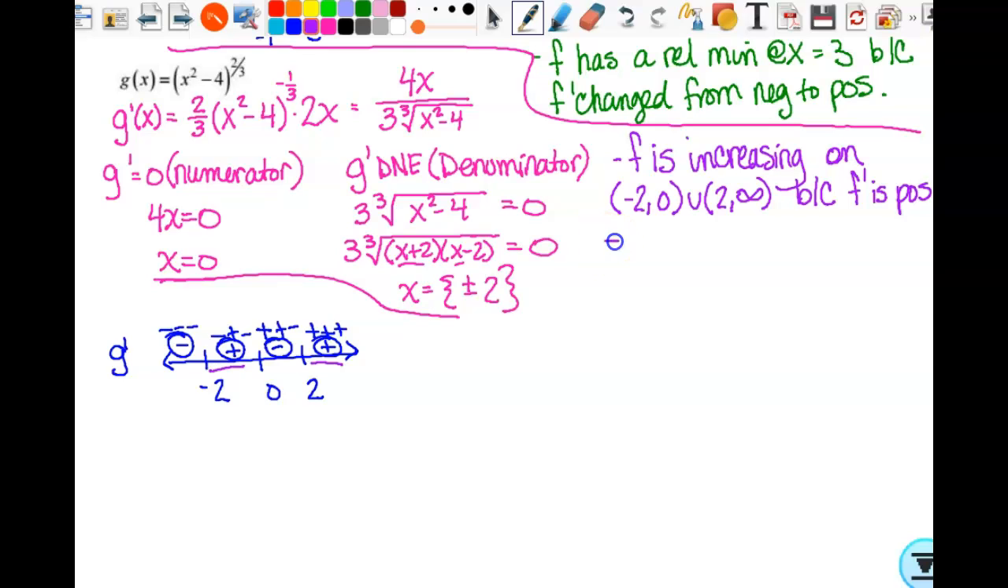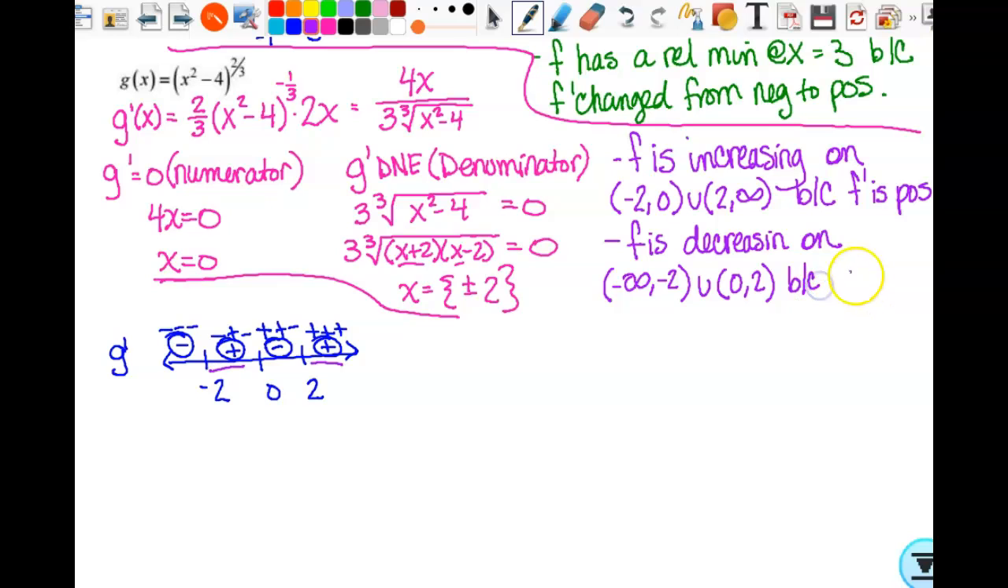So then I can say F is decreasing on negative infinity to negative 2 and 0 to 2 because F prime is negative. Yeah. It is decreasing because F prime is negative. Now, F prime might be increasing or decreasing. That's not what we're looking at. We're trying to talk about F being increasing and decreasing. Okay, we all good with that?